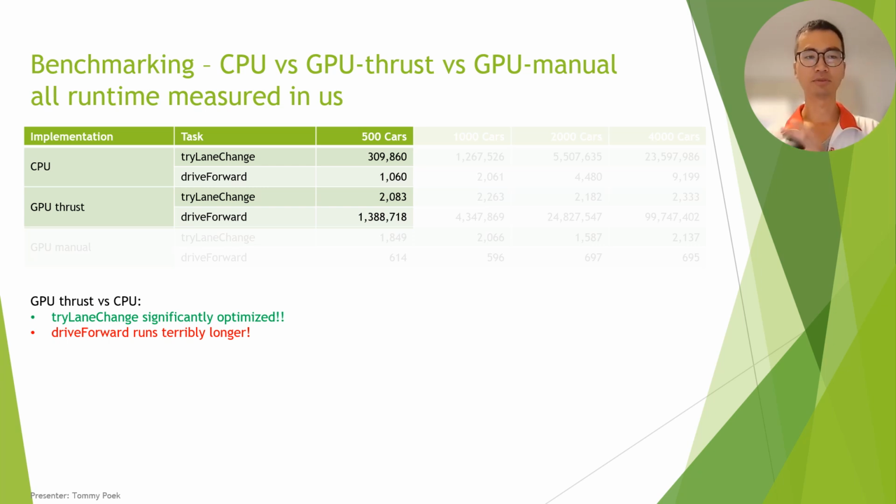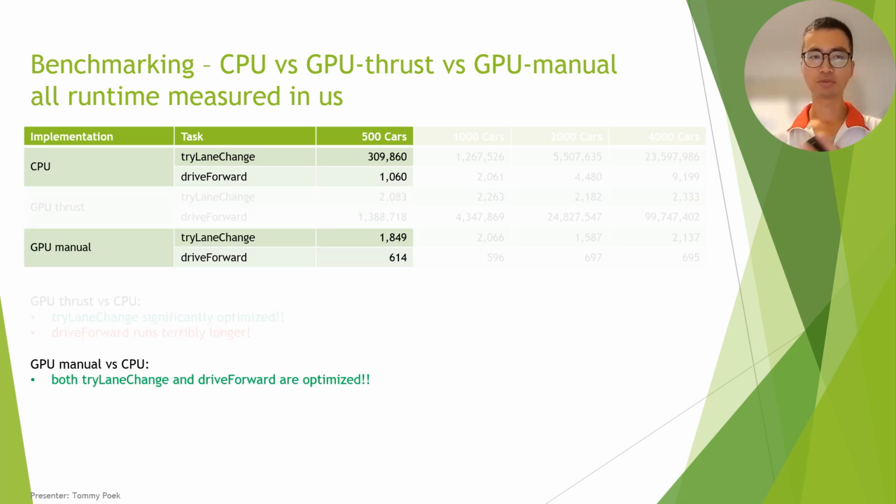Going from CPU to GPU thrust, the good news and the bad news are: the tri-lane change has a significant improvement, with a completely different number being shown here, a different level of magnitude. So the runtime is significantly reduced. But the drive forward, unfortunately, is vice versa. It gets terribly worse with the GPU manual implementation when we compare it with the CPU.